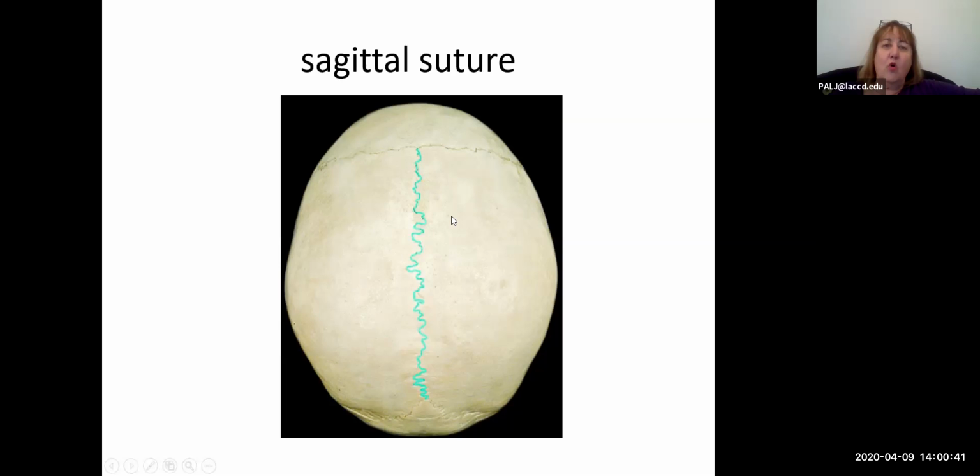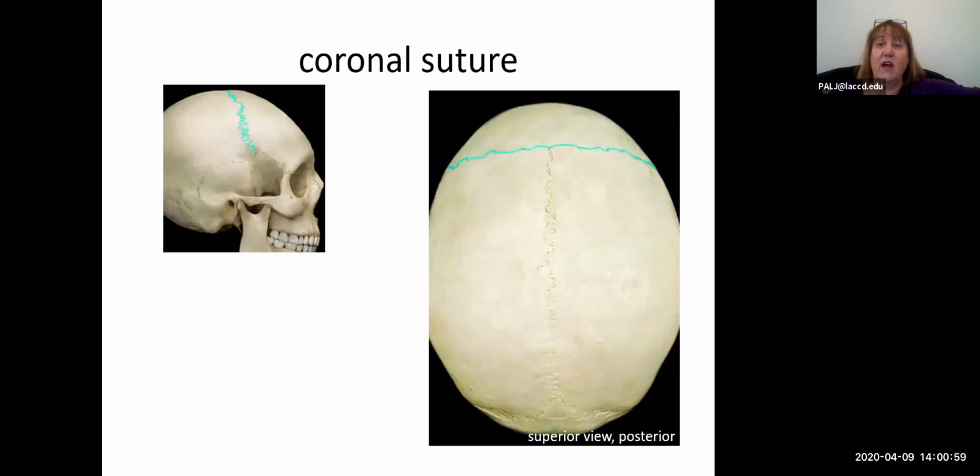Now, if you go between the two parietal bones and the frontal bone, then you have a suture that's in this plane, which is this plane. And what plane is that? That's right, it's the coronal plane. And that's why that suture is called the coronal suture. So you can see on the top of the skull, it's very much in the coronal plane. Laterally, it actually kind of angles slightly anteriorly.